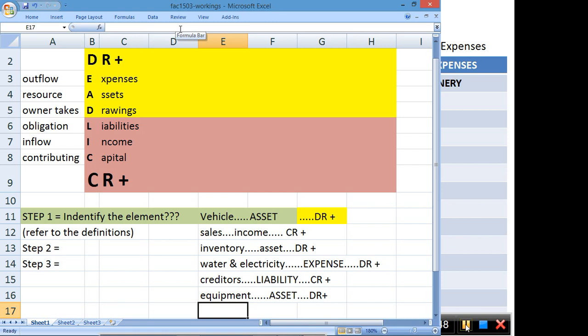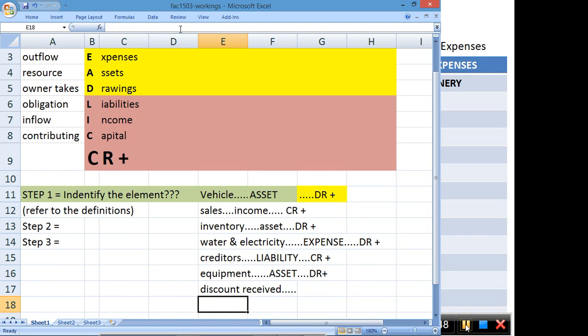Okay, maybe just to use a different one. Okay, we've got income, asset, expense, liability. Okay, let's put this one. What do you think that is? Good. Okay, so think about it. Do we receive discounts? Yes, we can. Okay, if we do receive a discount, is that a resource? No, there's no resource there.